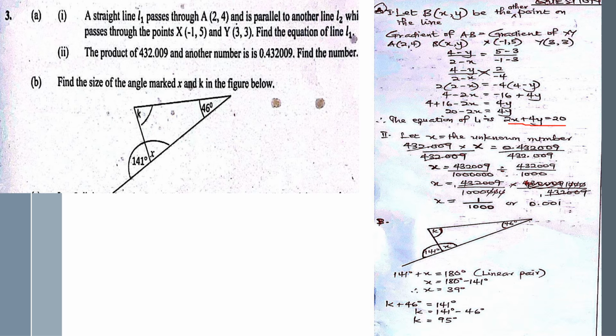3b, you have to find the size of the angles marked x and k. So x and 141 are angles on a straight line which sum up to 180. So when we subtract 141 from 180, we'll have x to be 39. For k, the sum of two opposite interior angles will give us the exterior. So here we can say k plus 46 equals 141, and then we find the value of k. You can also add the three values k plus x plus 46 equals 180 and get the value. Any of these methods will leave you with an answer of 95 for the value of k.